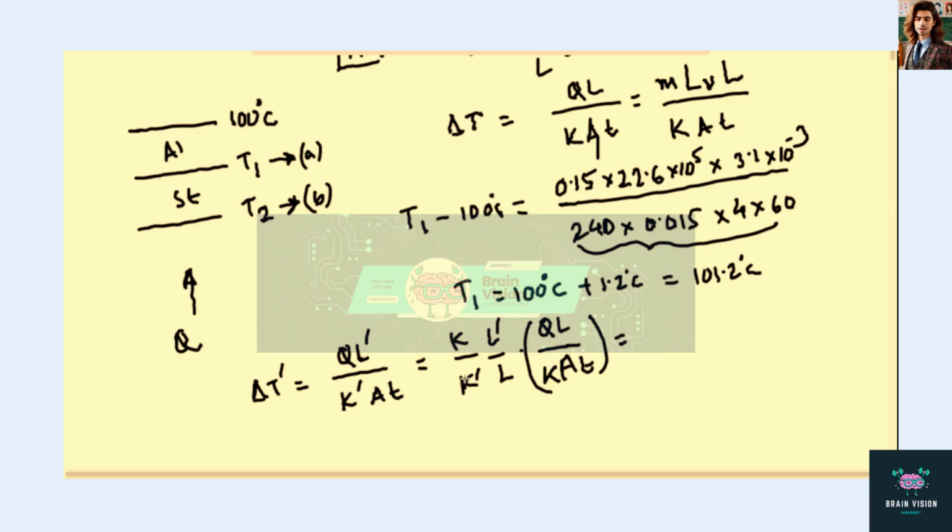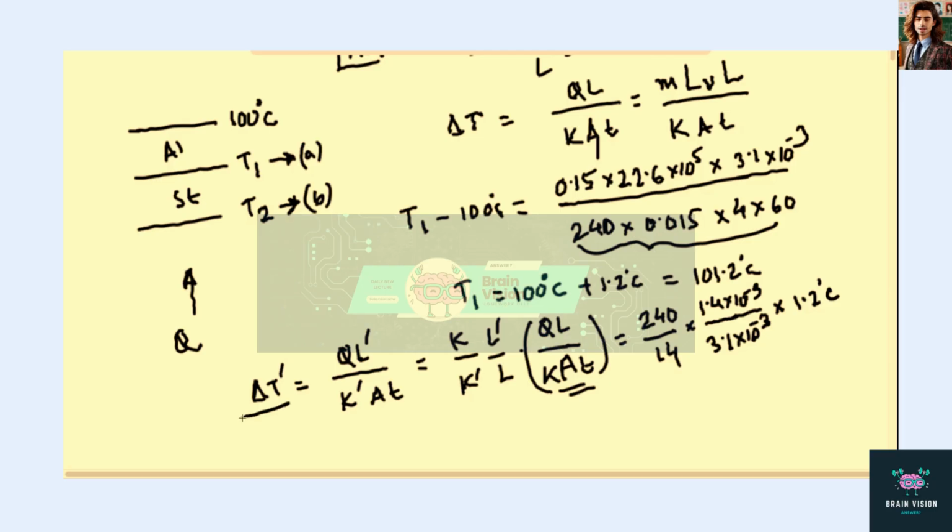So we are going to put the ratios of the thermal conductivities in, which is 240 for the aluminum and 14 for steel, times the thickness ratio. The thickness initially was 3.1 times 10 to the minus 3, that is for the aluminum. And for steel, the thickness is 1.4 times 10 to the minus 3, times this, which has been calculated before to be 1.2 degrees centigrade.